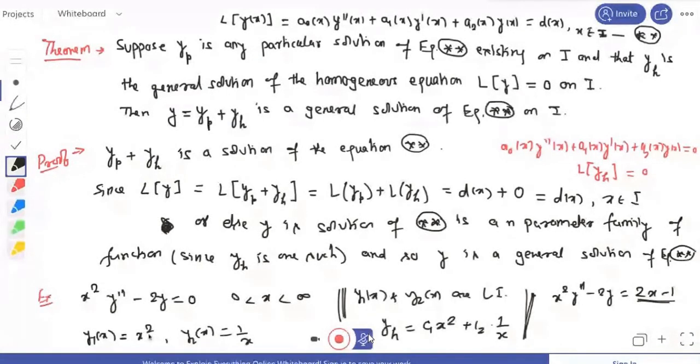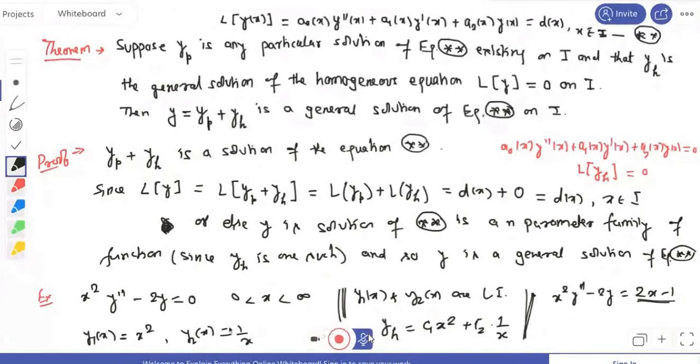So these are linearly independent, and if these two are independent solutions of the given homogeneous differential equation, then we can write the solution as C1 times the first one plus C2 times the second one. This linear combination of these two is the general solution of this second order homogeneous differential equation. This part we have already studied, so we can write it directly.